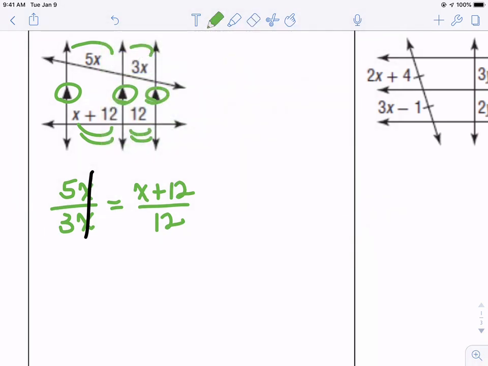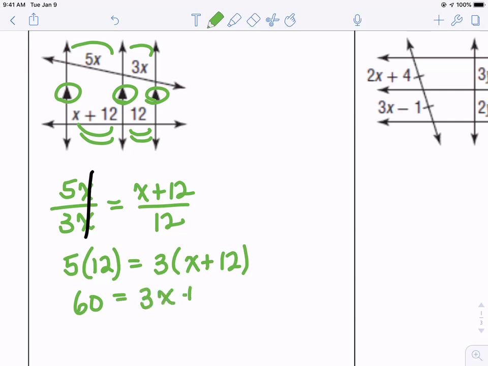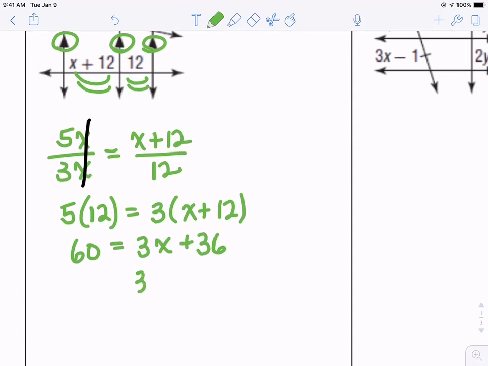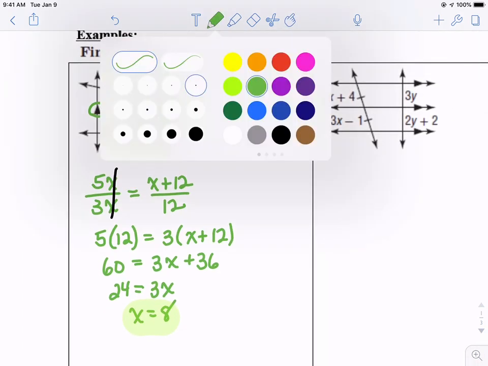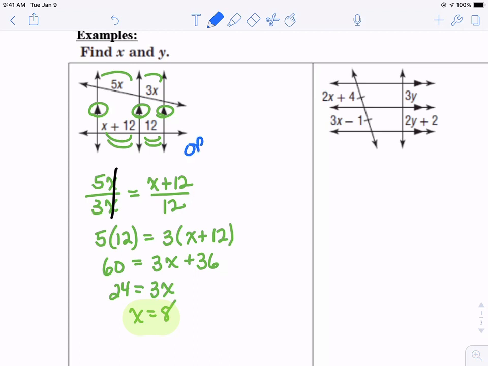Okay, if you finish solving this one, cross multiplying would make it 5 times 12 equals 3 times x plus 12. So 60 is 3x plus 36. 3x equals 24, and x is 8. Now, if you wanted to set it up the other way, it would be fine to do 5x is to x plus 12 as 3x is to 12.